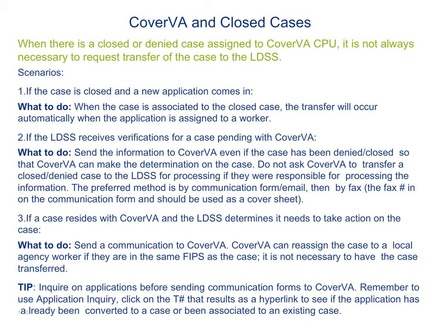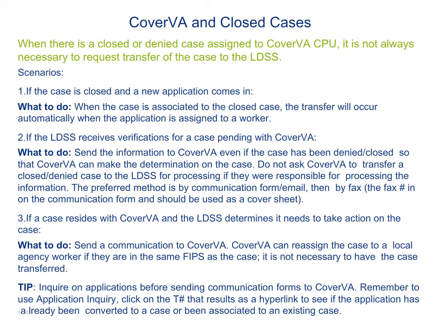We've noticed a lot that when workers are trying to access an application with the T number, you may come up with an error message showing that you need to contact Cover Virginia. However, if that T number has already been changed into a case number or was associated to an existing case, you will have to access that application in data collection case number.